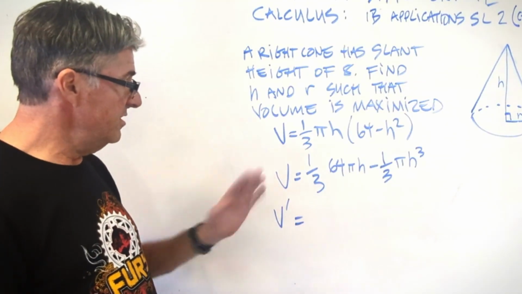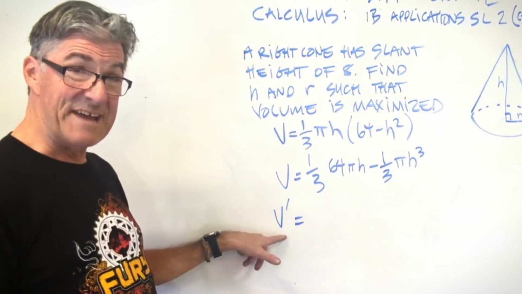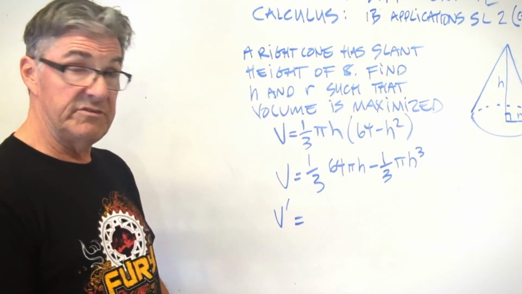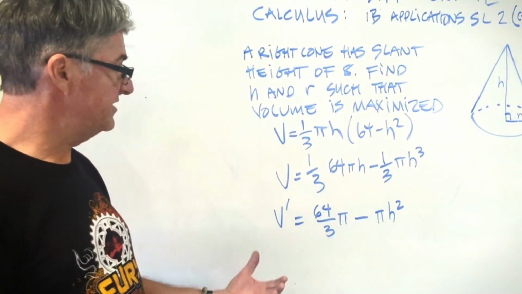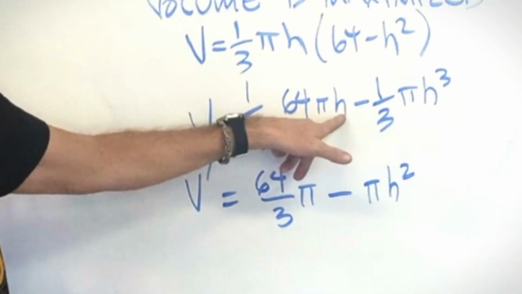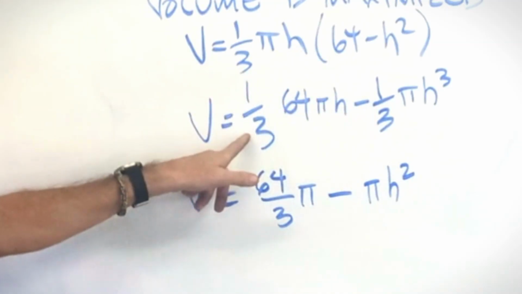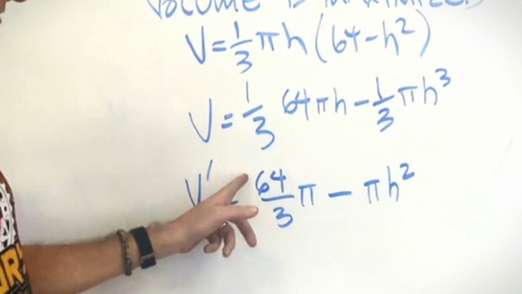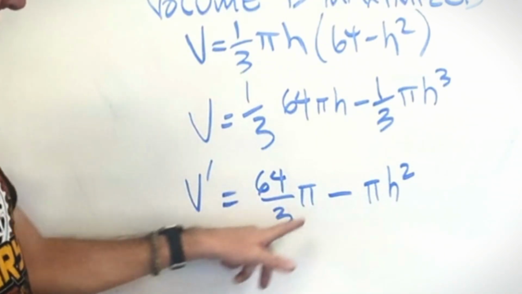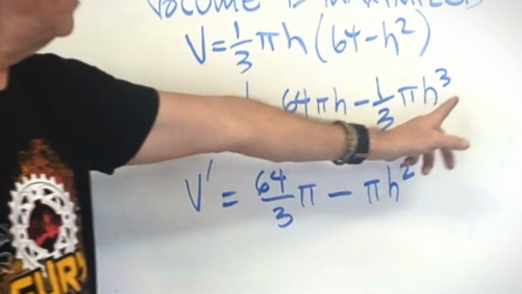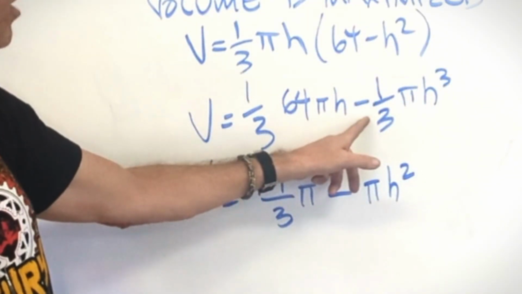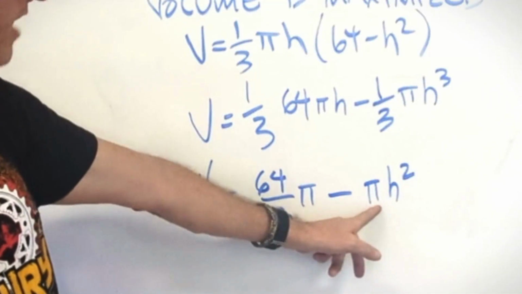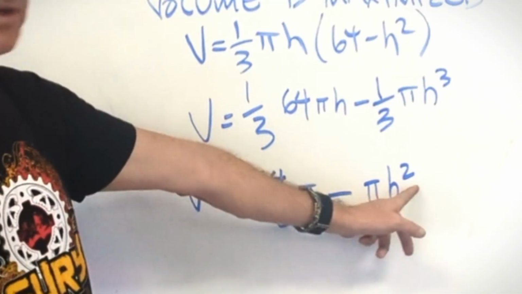So I want you to pause the video and find V prime of h, I guess is what we're doing. Yeah, V prime of h. So pause the video, do that. All right, actually this ended up being pretty simple. The h is my variable, so I have h to the 1. So I multiply that over. That doesn't change anything. I have 1/3 64 pi, h to the 0 goes away. So now I combine my fraction to get 64 over 3 pi. That's my first term. And then this one, I bring my 3 down, multiply it by negative 1/3. That becomes negative 1. So there's my negative. The 1 I don't say. I leave my pi right where it is, and I reduce my h cubed to h squared.